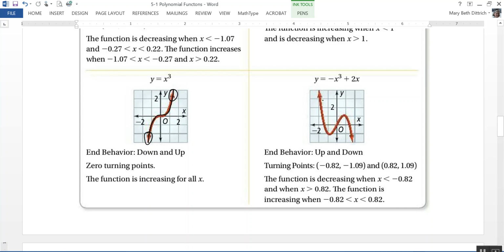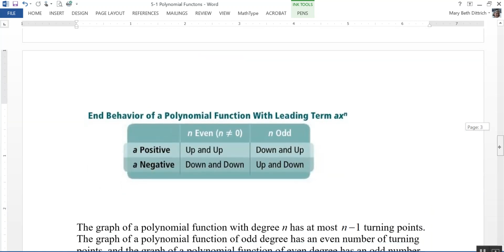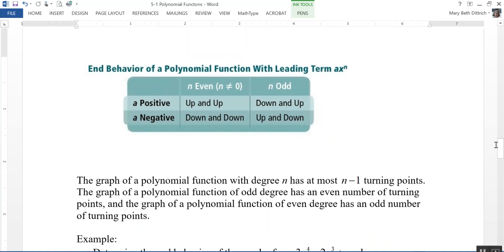And our last one is a cubic function that has a negative leading coefficient. Its end behavior is up and down, and it has turning points here and here. It is decreasing on this interval when x is less than whatever that value is, and it's also decreasing on this interval here, and then it's increasing on this interval here. So let's take a look at an example. Oh no, before we do an example, here's a little summary chart.